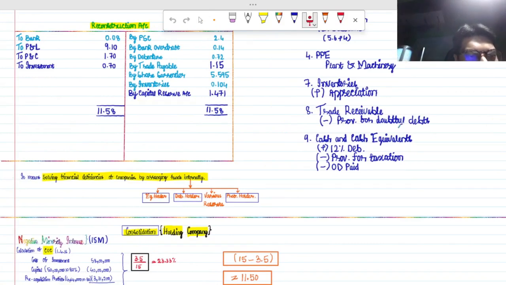It means solving the financial deficiencies of companies by arranging funds internally. Internally means from equity shareholders, debenture holders, various reserves and preference shareholders.